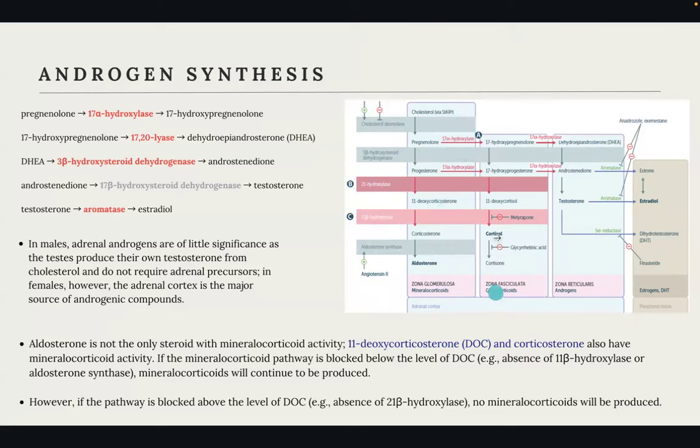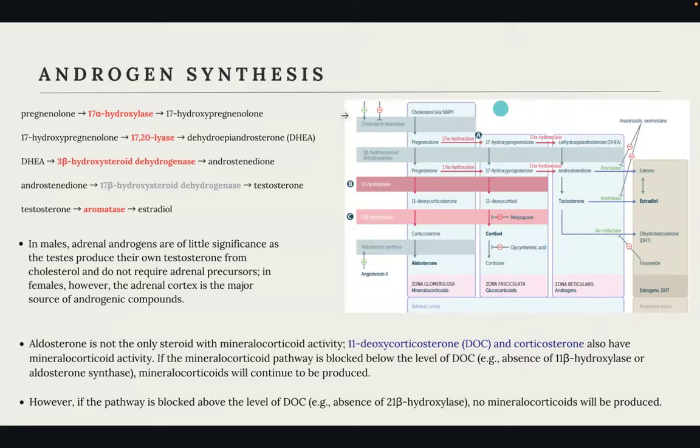In zona fasciculata, we have all of these enzymes, right? Except we don't have aldosterone synthase. This is very specific to glomerulosa. But we also have 17-alpha hydroxylase. In zona reticularis, we only use 17-hydroxylase.